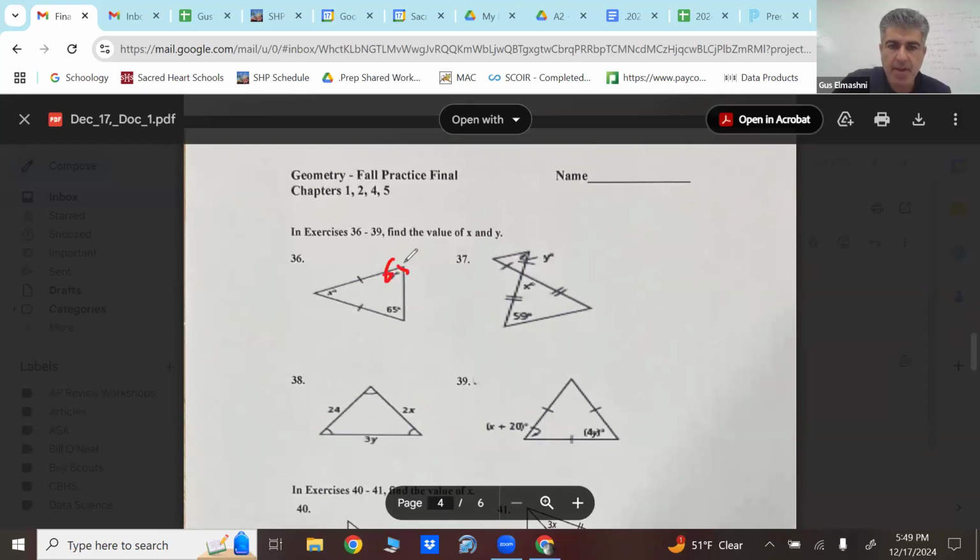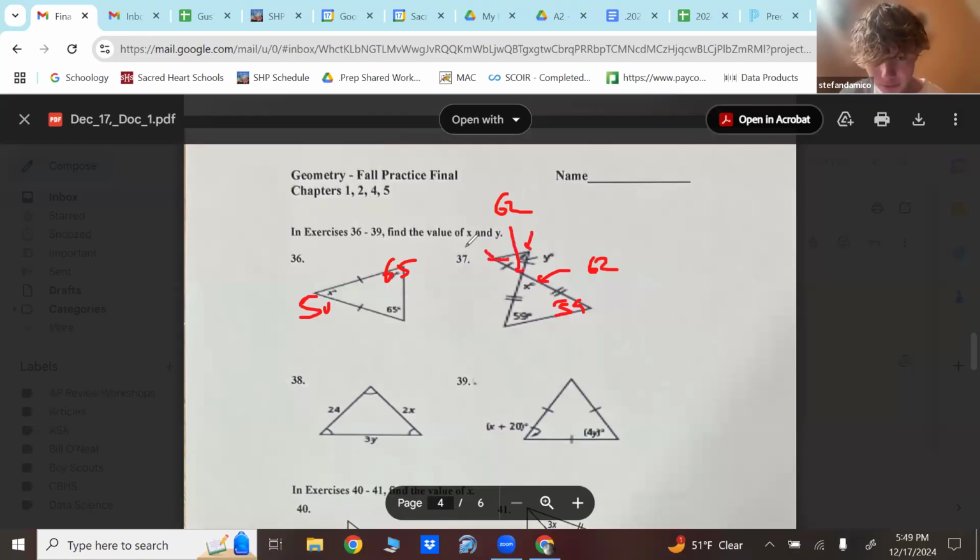That's pretty obvious. That's 65, and that has to be 50. And that's 59, that's 118. So that's 62. And then that's 62 right here. So these are also 59, 59 because you have similar triangles. If all these are the same, it's equilateral.